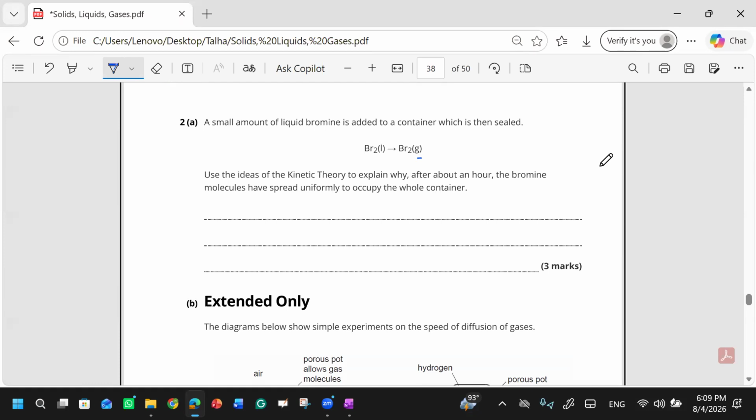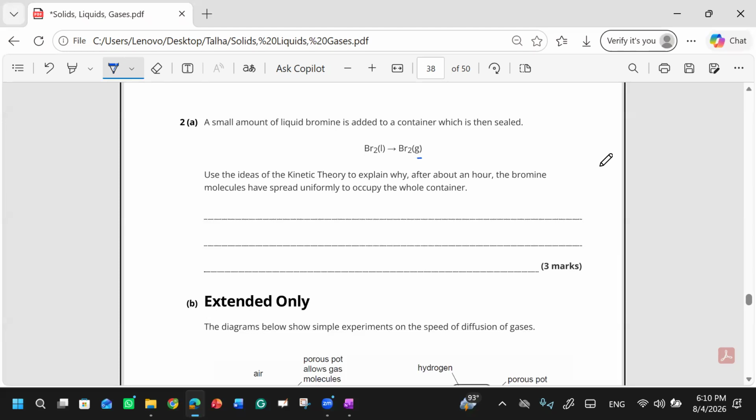The liquid bromine, when it gains kinetic energy, will evaporate and turn into a gas state. Exactly. Then the gas particles will move rapidly and randomly, and collide with the container walls. And through the process of diffusion, they will spread out from high to low concentration until it's distributed evenly.